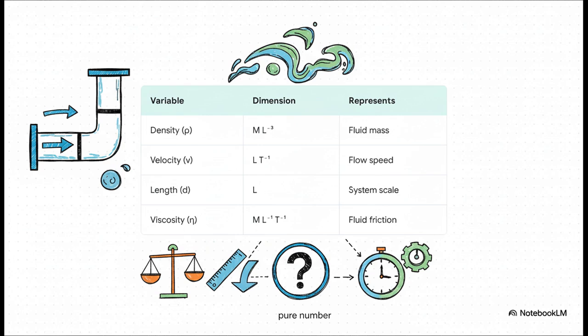But, and this is the cool part, when you arrange them in just the right way, in that specific recipe, bam, all those dimensions, the m's, the l's, the t's, they magically cancel each other out. And what you're left with is a pure, clean, dimensionless number. And that one number tells you the whole story of the flow.